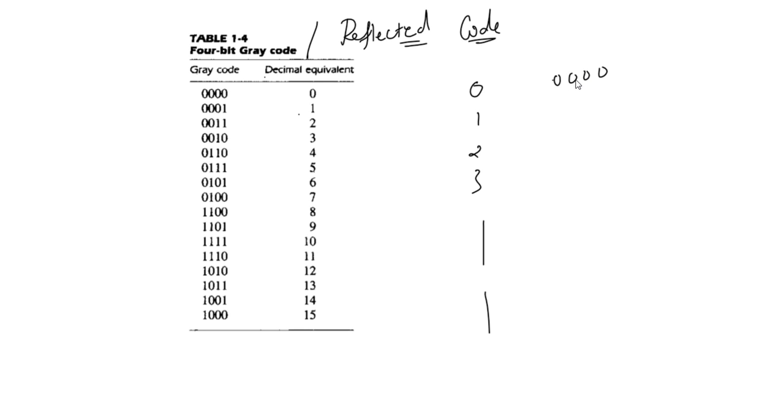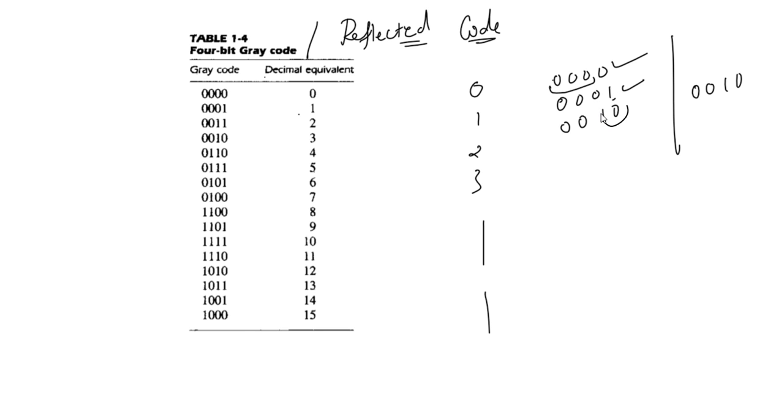To represent 1, what do we have to do? 0 0 0 1. But is this the same code? No. Here, for each next digit we have to change only one bit from the previous. If it is 0, to make it 1, I changed only one bit. These 3 digits are still the same, only I changed the last bit. To make 2, usually I would write 0 0 1 0, but how many bits have changed? 1 becomes 0, 0 becomes 1, so 2 bits have changed, right?